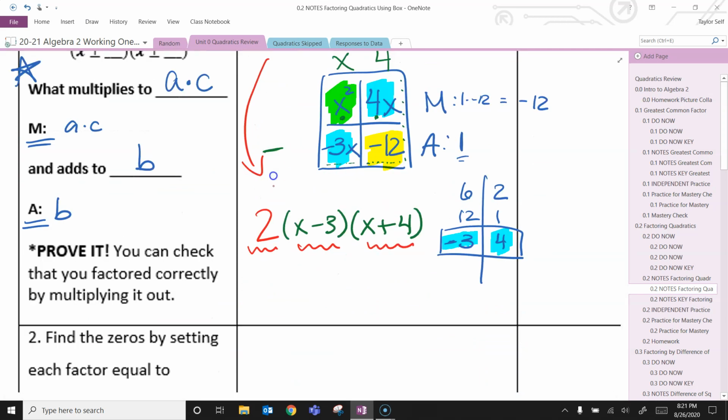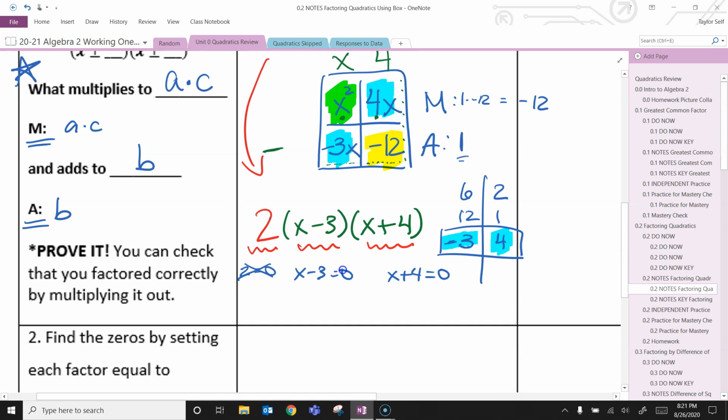What about finding the zeros? To find the zeros, remember you set each factor equal to 0. Now, can we set 2 equal to 0? Does 2 equal 0? No. If it had an x there, we could solve for x, but we can't solve for x here, so don't worry about it. That's not going to have a solution. But we can set x minus 3 equal to 0 and x plus 4 equal to 0.